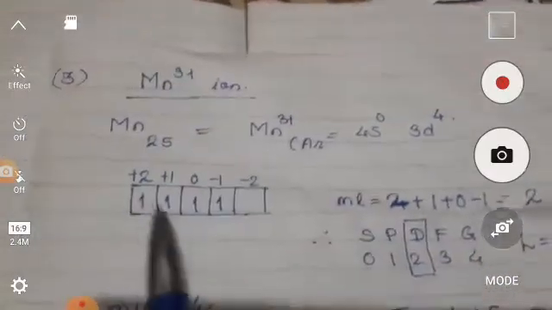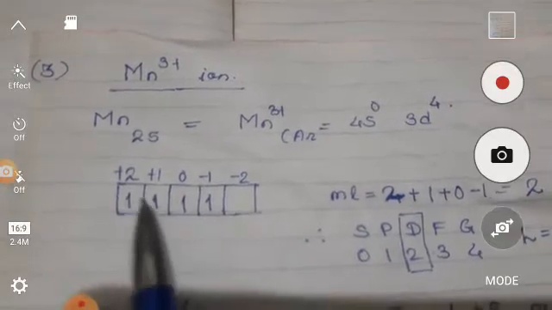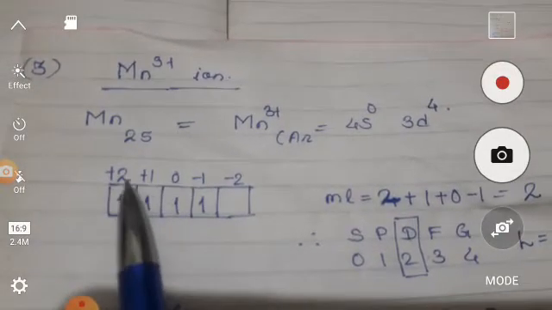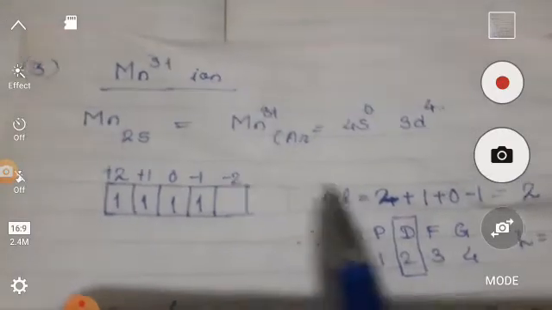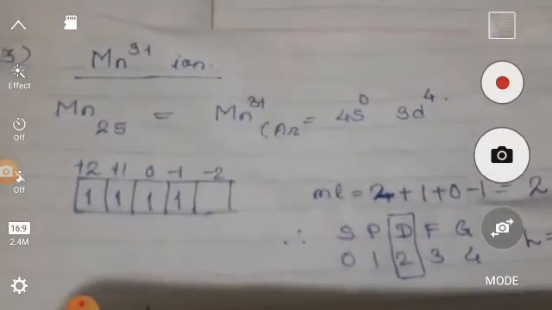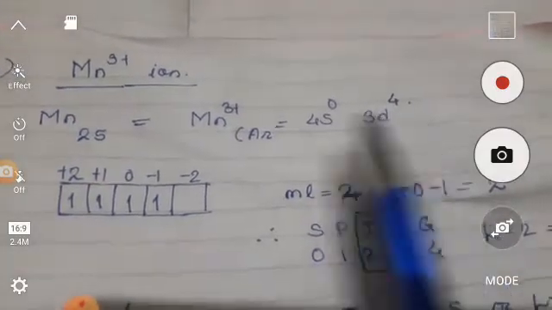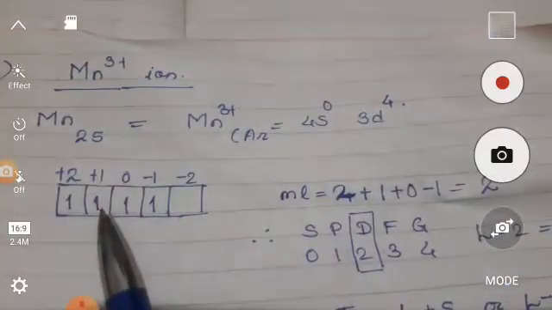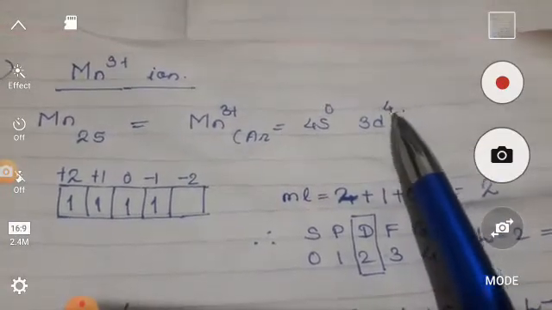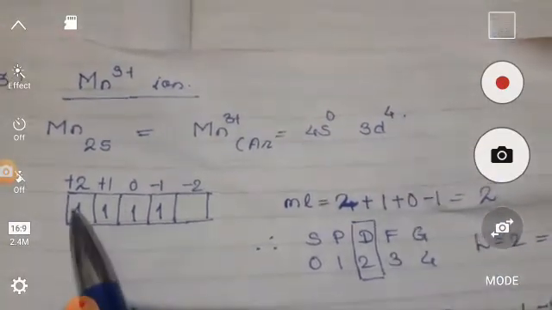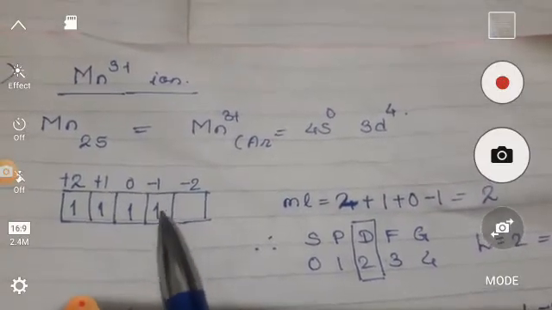Now draw the d orbitals: 1, 2, 3, 4, 5. Five d orbitals, with numbers +2, +1, 0, -1 and -2. These are the orbital numbers. Now put the 4 electrons into the d orbitals. There are 4 d electrons, d4 electrons. So put those 4 electrons in the d orbitals: 1, 2, 3, 4.